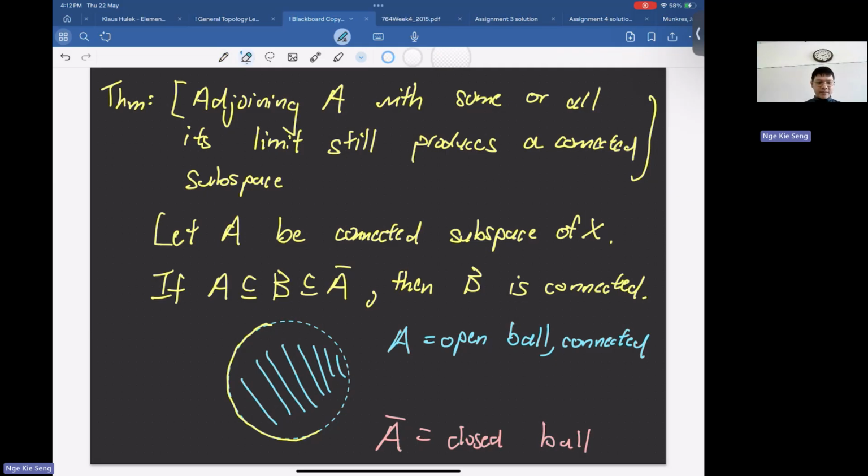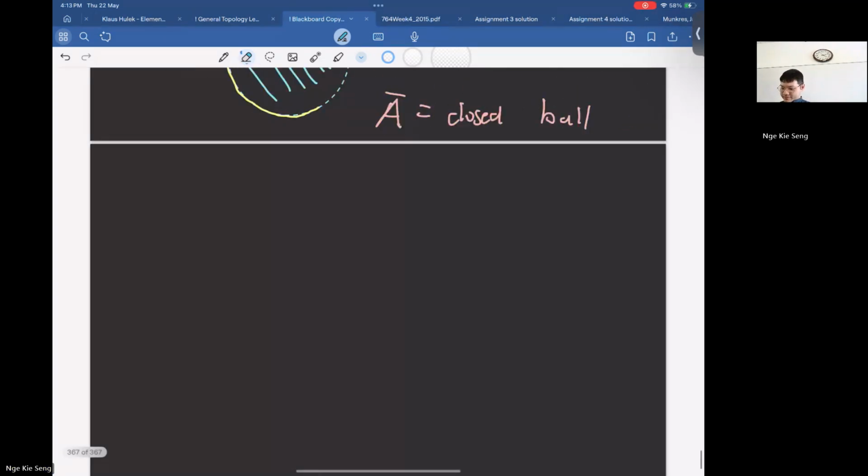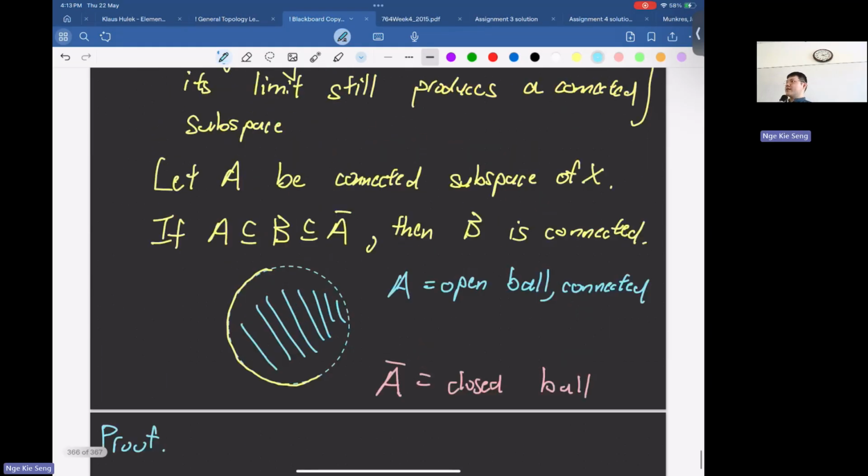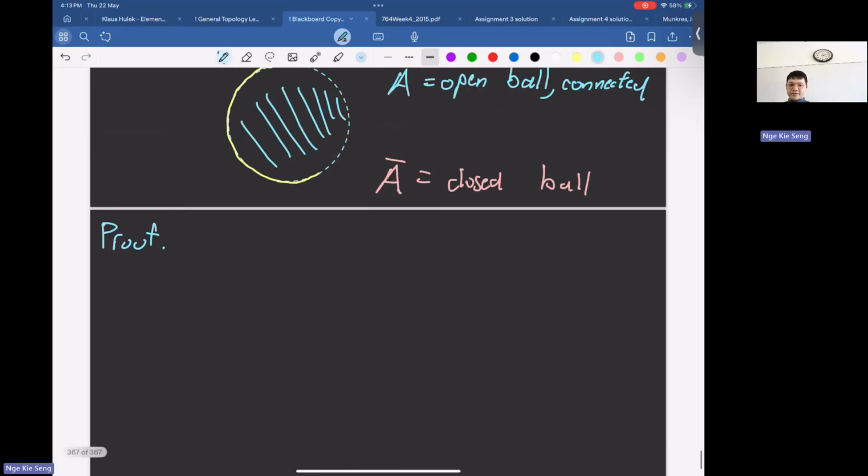So should we prove this? You want to see this proof? Who wants to see it? Zhao Zheng wants to see it. Okay, let's prove this. Again, you show something is connected. What can we do here? For the sake of contradiction, suppose that we can make a separation of B.